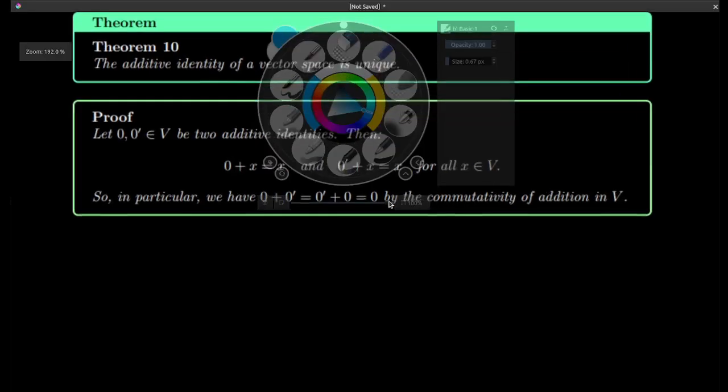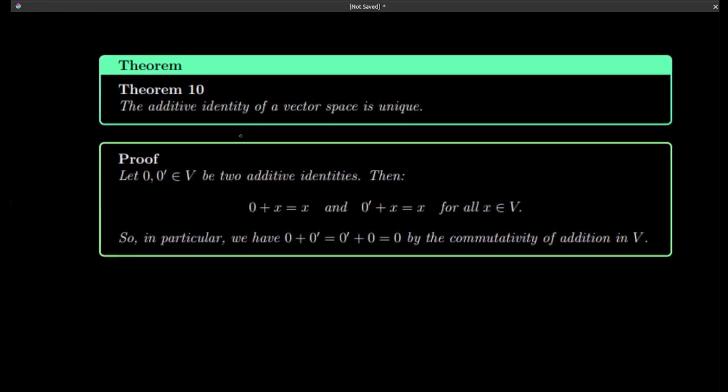Let's prove that the additive identity of a vector space is unique. So, how are we going to do this? I've already got the proof written right here, so you can see it, but let's talk through it. If we take 0 and 0 prime to be two additive identities in our vector space, we're going to show that they're the same thing.